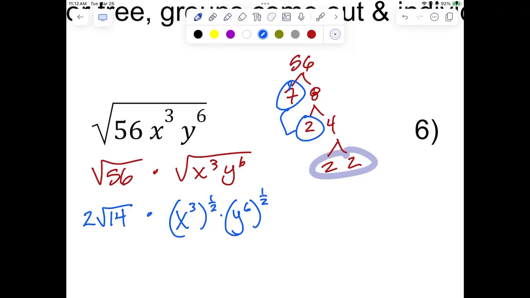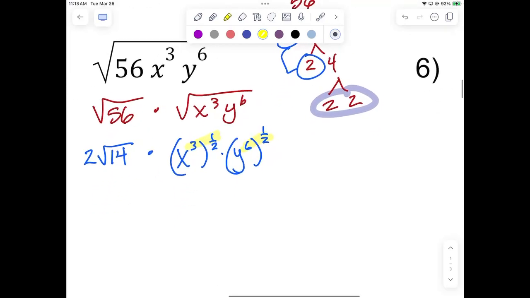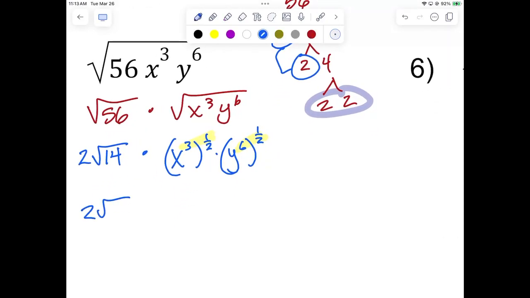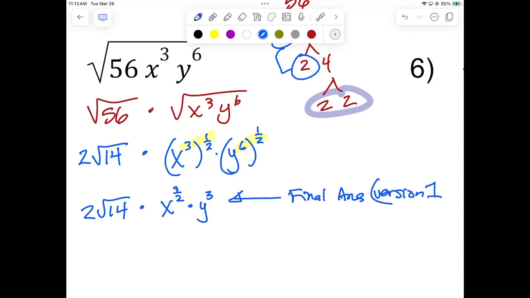Now, here's what we can do from there. I can simplify by doing what with these? When you raise a power to a power, you multiply. So working straight down, I get 2 square root of 14 times x to the what power? 3 over 2 power times y to the 6 over 2, which actually simplifies to 3. So this could be your final answer. We'll call it version 1. You can have multiple versions.